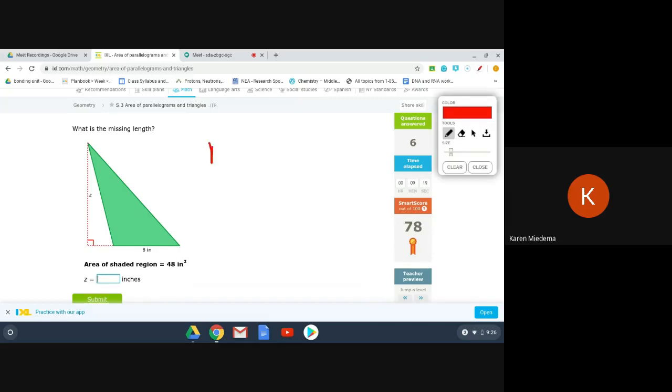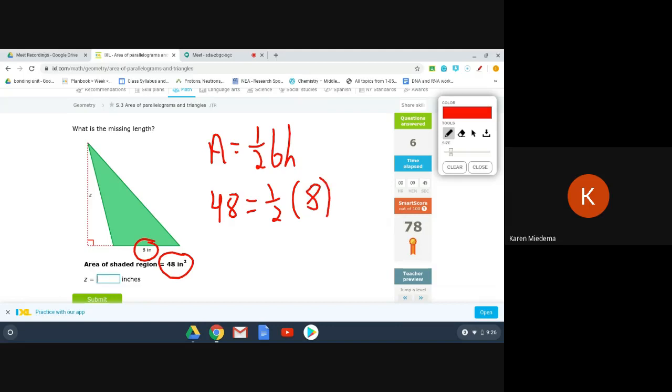So we're going to go ahead and write the formula. Area equals 1/2 base times height. They told us what the area is, so we're not solving for A anymore. We know that A is 48. We also have the base B. It's right there, that's the bottom. That's 8, so the base is 8. What we don't know in this problem is the height, and that's h.